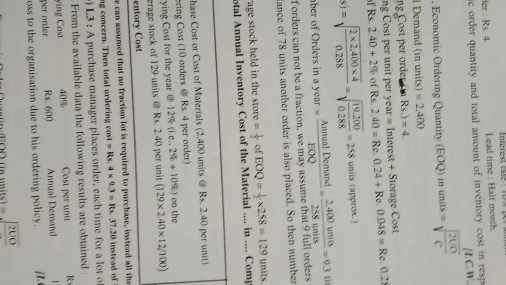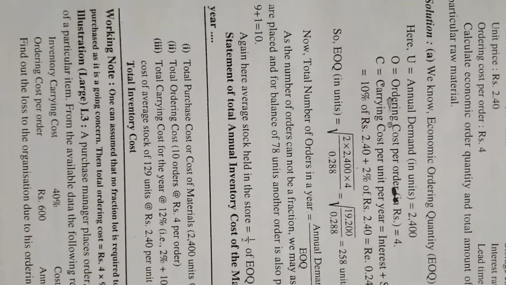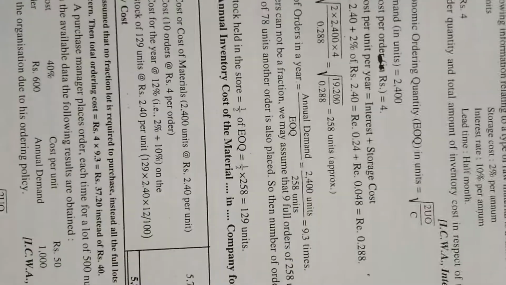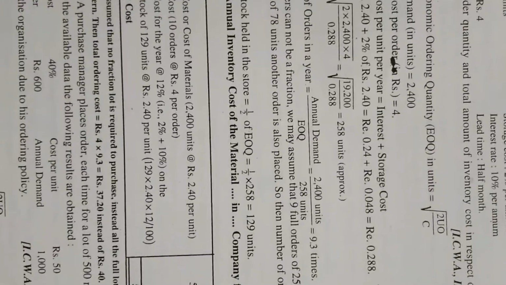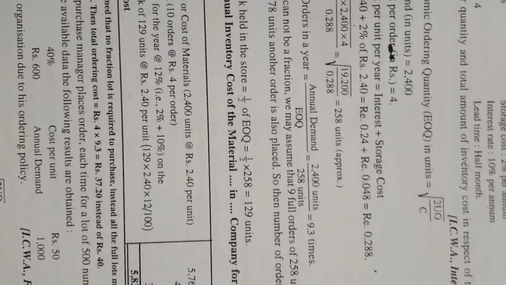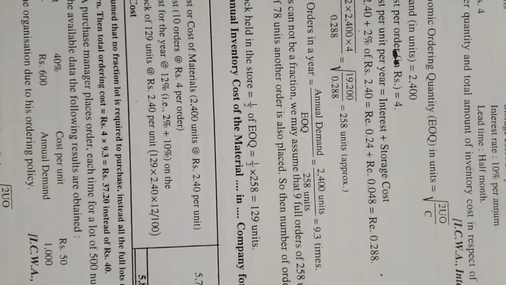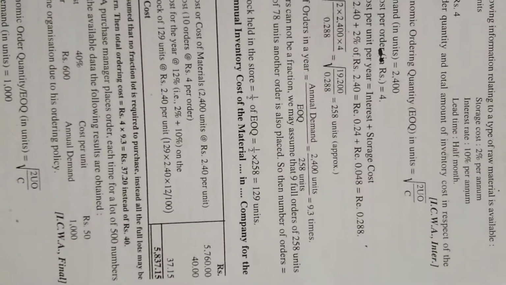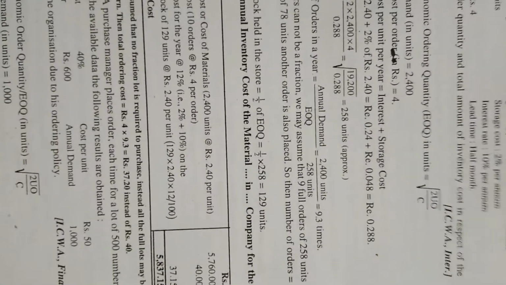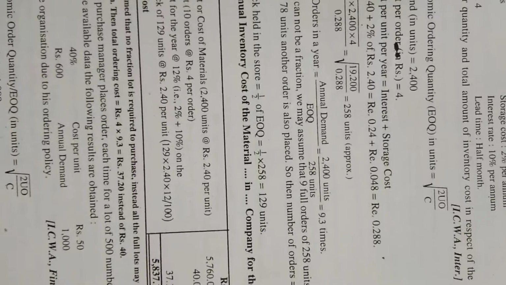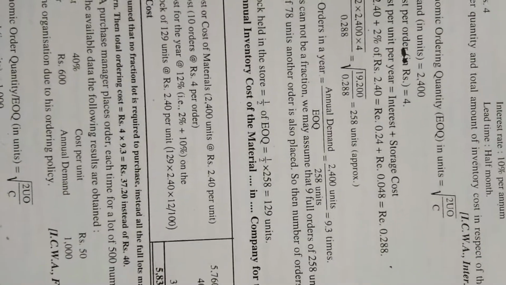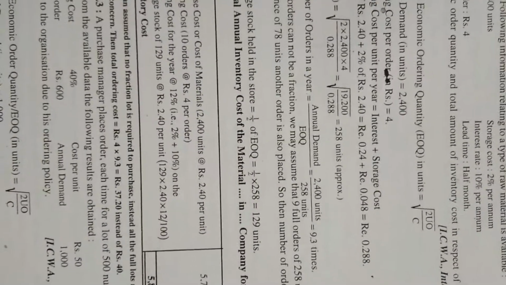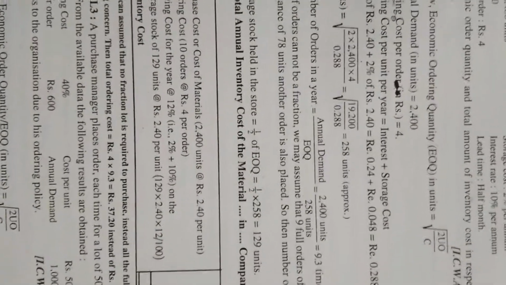and the EOQ value came out as 258 units approximately. What will be the number of orders in a year? Number of orders in a year, you have to divide 2400 by 258, which gives 9.3 times. That means you have to give an order 9.3 times. Now look at here, what does it mean? To purchase that product you have to give an order 9.3 times. Also you can say 9 times or 10 times, whatever it may be.